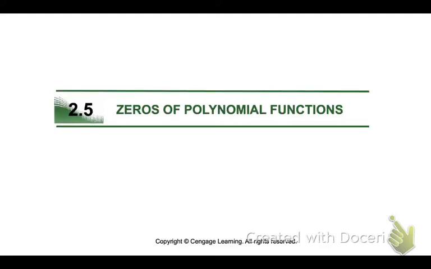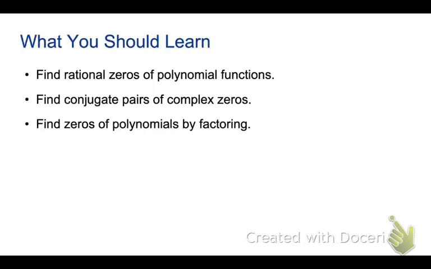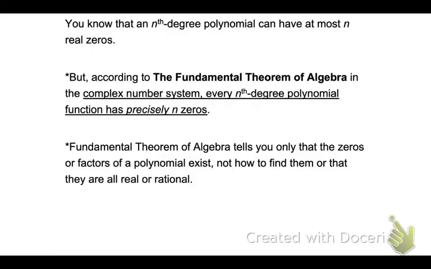2.5 zeros of a polynomial. We will be using synthetic division and long division while we do these things. We know that an nth degree polynomial can have at most n real zeros. You don't need to write this down, you already have it written down. We know it has at most n real zeros, but it doesn't have at most n real zeros. It has exactly n zeros. And this one says precisely. It's right here: under the complex number system, every nth degree polynomial function has precisely, I like exactly, n zeros.